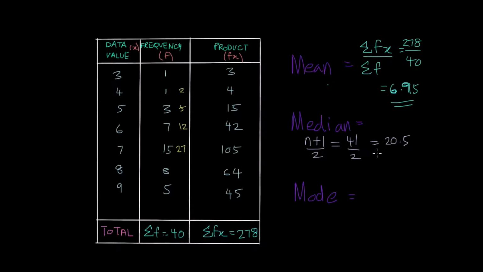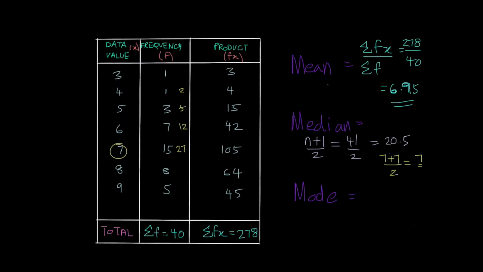So we want the 20th and the 21st terms. So we have 12 terms up till here, and then 27 terms up till here, which means the 20th and the 21st term is also here. And by here, I mean in a value of 7. So the median would be 7 plus 7, because both the 20th and the 21st term is 7, divided by 2, and that gives 7. Okay, so the median is 7.